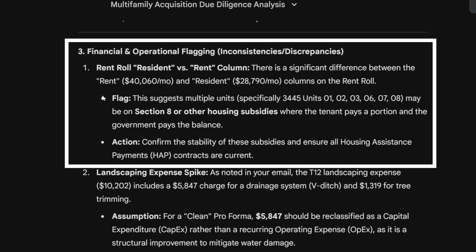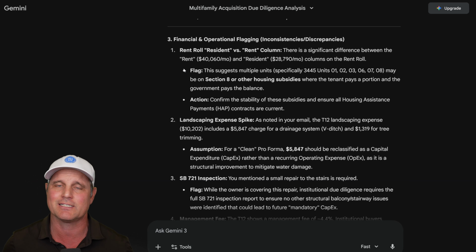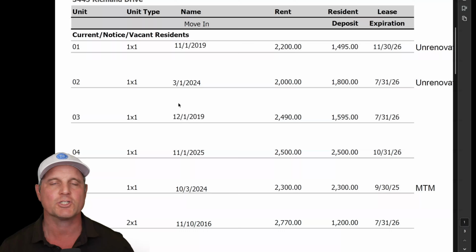And it maybe looks like there's Section 8 or some sort of housing subsidy. So let's see what it actually did. And we corrected this mistake and I'll show you what happened next. So it's a simple mistake.